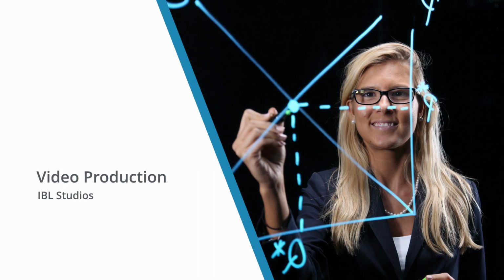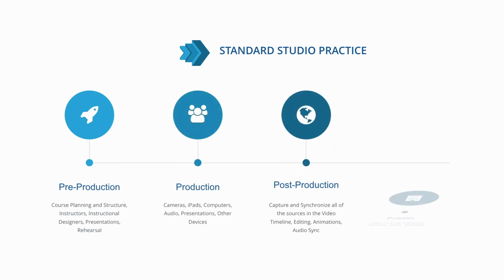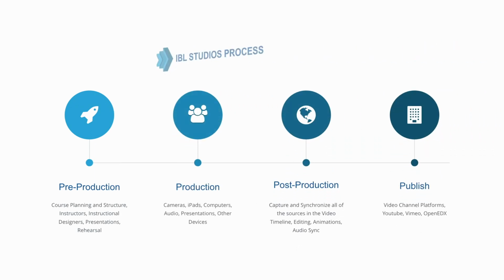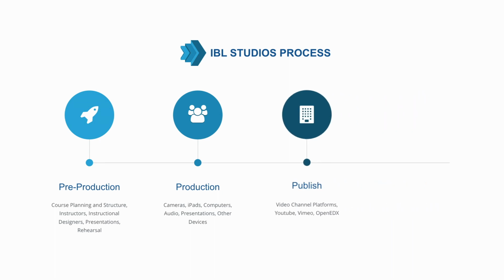So now we're going to go into a very brief description of how the video production timeline works at IBL Studios. So in the pre-production phase, we want to make sure that we focus on what we just talked about in terms of instructional design, as you can see with the slides, course location, the format, and the length of our videos. So the production, we use real-time technology, which negates any post-production stress.